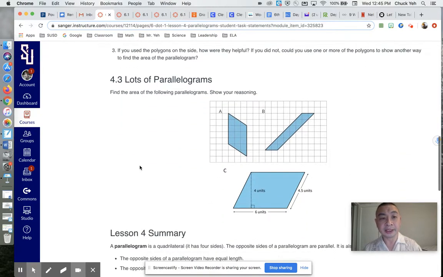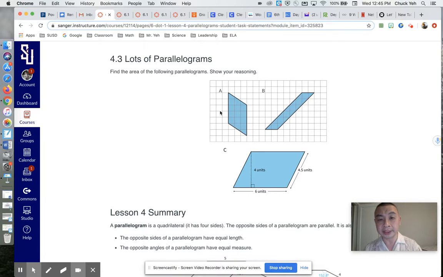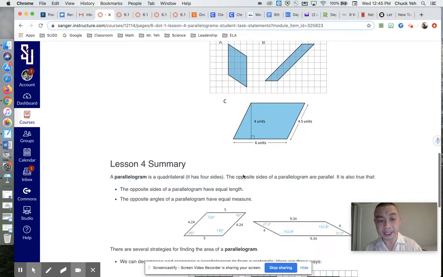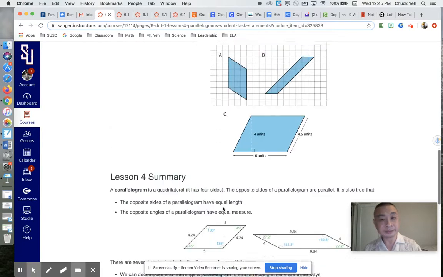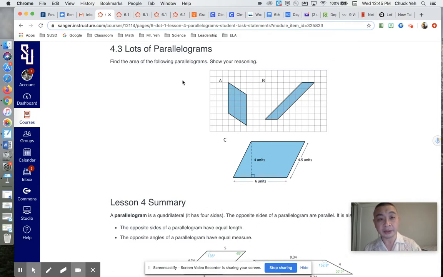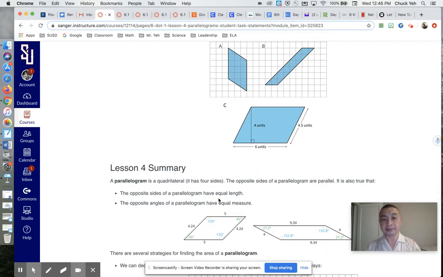Your homework is to do 4.3, figure out these 3, and then read the summary. That's it. Homework is do 4.3 in your notebook. You have three parallelograms, and read the summary.